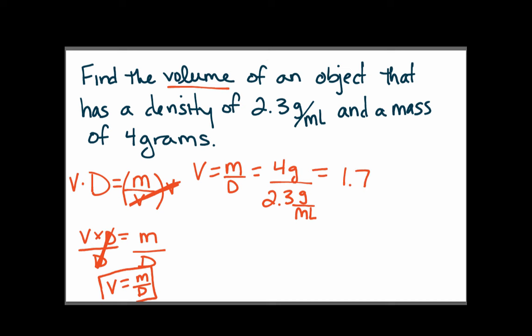So let's look at the units here. I have grams in the numerator, so I have 4 grams in the numerator, and I have grams in the denominator for the density. Because I have the same unit in the numerator and the denominator, they cancel out. So the only unit I'm left with in this equation is milliliters. So those are the units that carry over into my answer, which makes sense because I'm asked to find the volume.